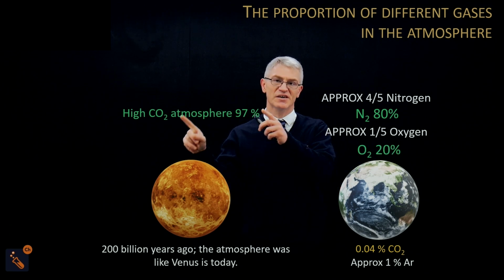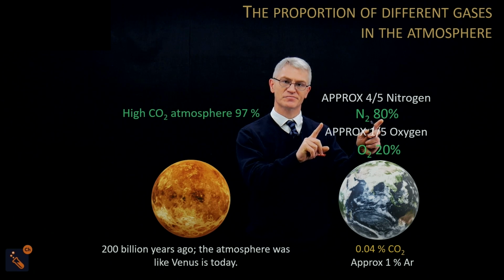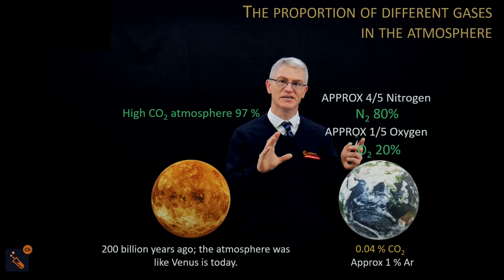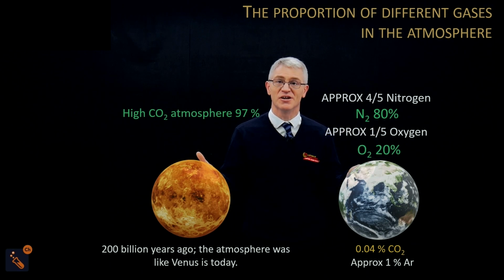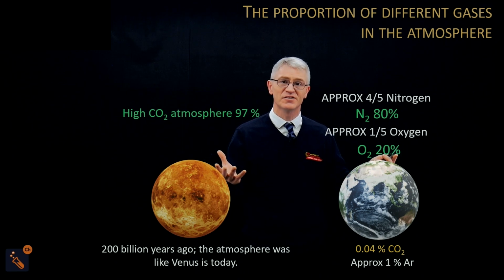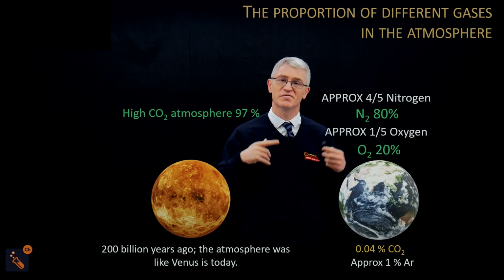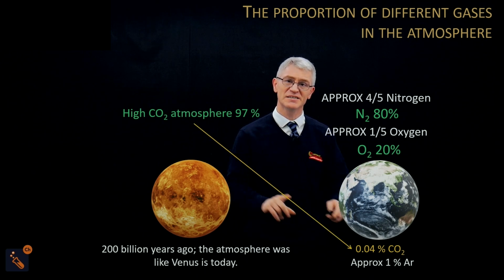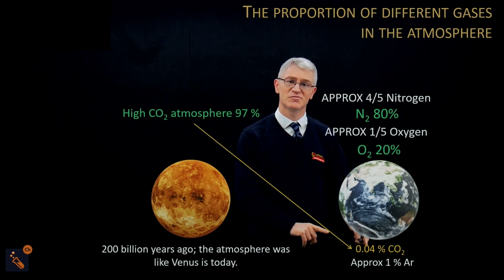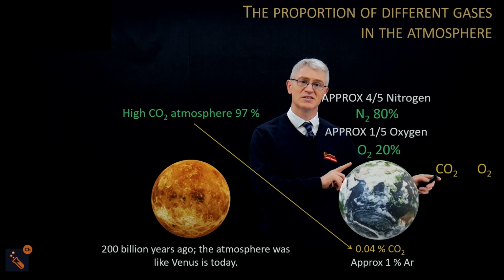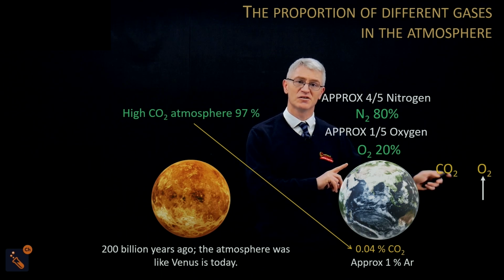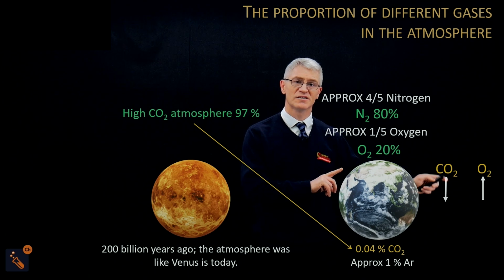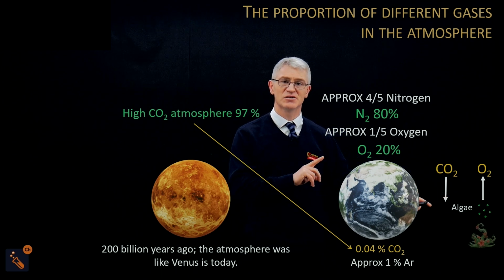Now, we have to get from here to here. And how did we get from here to here? Well, first of all, we had to build life. So life had to happen because life is what is going to do respiration, it's going to do photosynthesis. But for a start, the most important one is photosynthesis. So we've gone from here to here, 97% to 0.04, and that means the oxygen has gone up and the carbon dioxide has gone down. And that is because of photosynthesis.